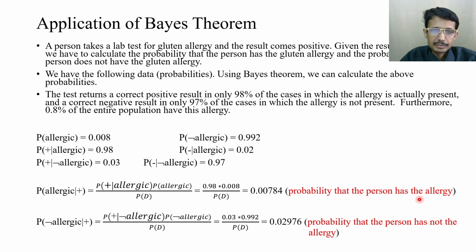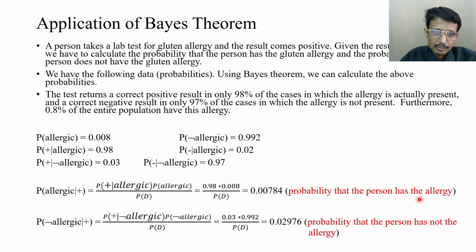Because of this percentage P of allergic, 1 minus 0.008 is 0.992. P of negative given allergy is 0.02. Then P of negative given not allergy is 0.97. Now, what we are trying to find out is the probability of allergy, given that a positive result has come. If the result is positive, we have to calculate the probability that the person has the allergy.